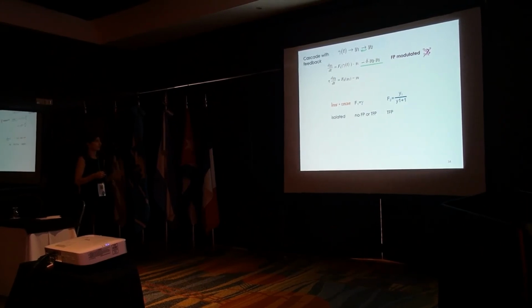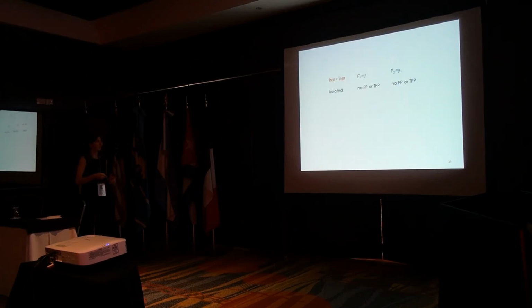Then, just an example, we combine a linear and concave: linear for F1, concave for F2. Isolated, there's no frequency preference here. However, because of the feedback, we can get a frequency preference here. And an interesting example is this linear and linear. There's no way to get a frequency preference in either of them, and because of the feedback, you get a frequency preference in both.